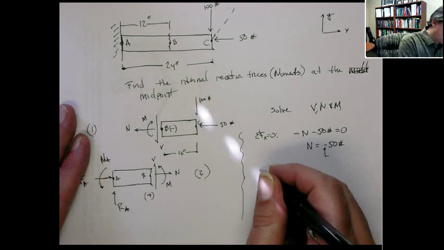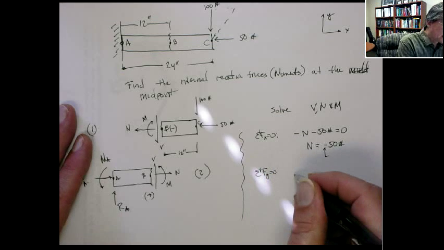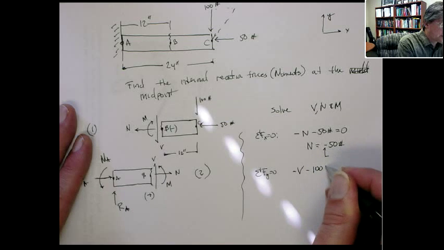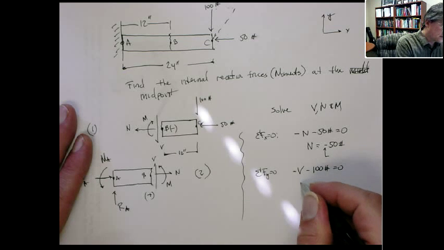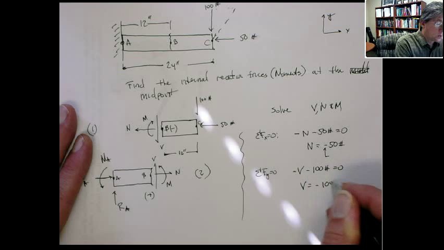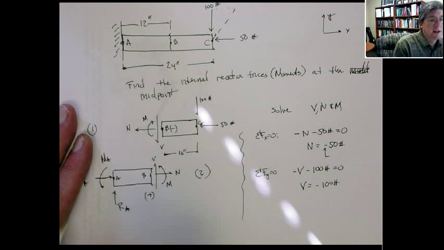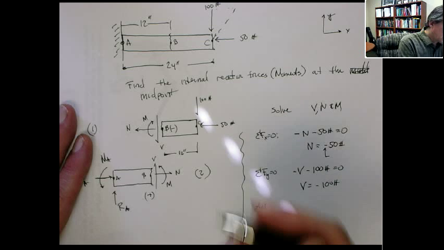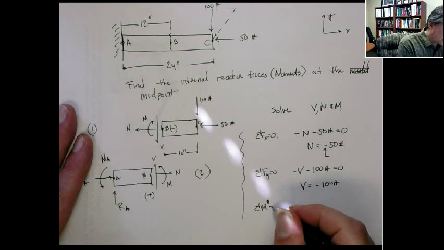Right? Okay. Now we can also do sum of forces in the y equal to 0, and that gives me minus V, it's in the negative direction, minus 100 pounds equals 0. And that gives me, again, V is equal to minus 100 pounds. So actually V on this face is going in the other direction, and it's 100 pounds. And the last thing we'll do is sum of moments. Let's pick a point. So we'll do sum of moments around point B, and those are equal to 0.